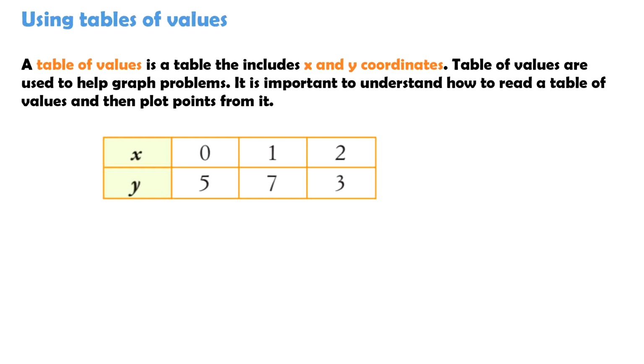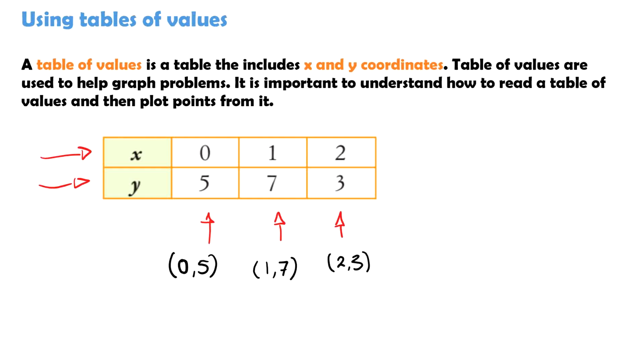So on your screen, you can see there's a table of values there. You can see our first row is our X coordinates and our second row is our Y coordinates. Each column here represents a specific point on the graph, on a Cartesian plane. That first point, that first column here as 0, 5, we would write that down as 0, 5. The next one, 1, 7. And the last one, 2, 3. Because remember, when you're writing down coordinates, your X comes first, then your Y.